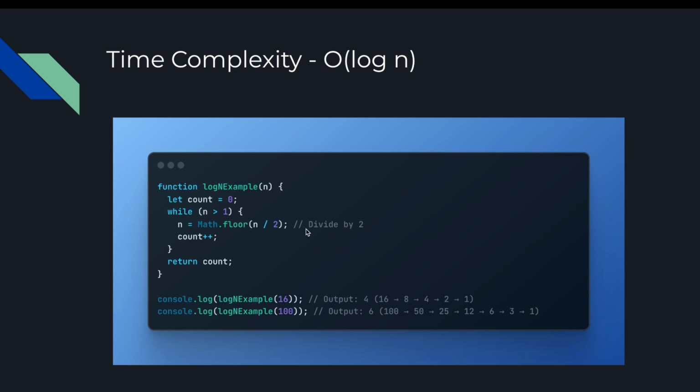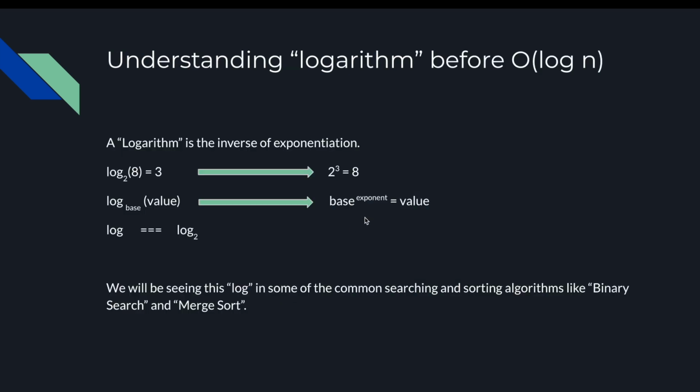You can also verify this by putting this value 16 in our formula which we saw before, right? Which is base exponent is equal to value. Your base is 2 and your exponent is 4, and it will return 16, right? Which means if we put the same value here in our logarithm formula, log with base 2 and 16, it will be equal to 4, right?